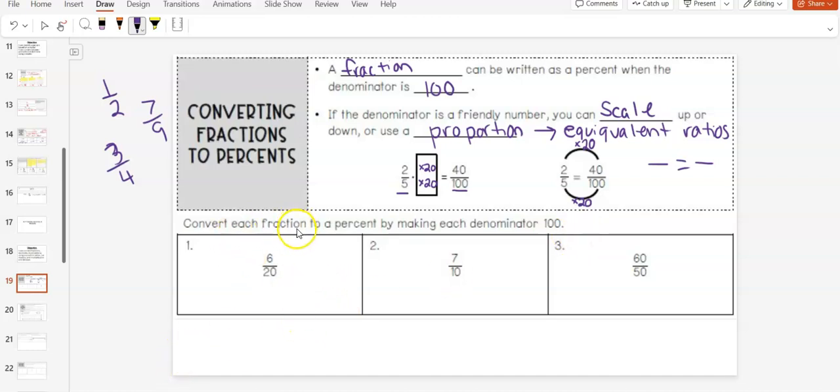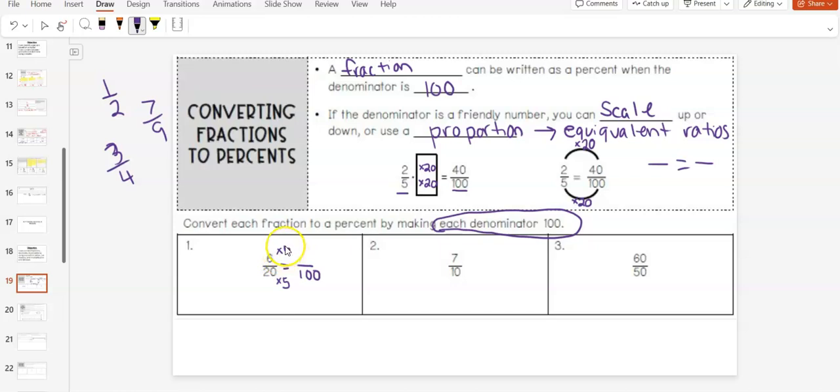So we're going to practice. We're going to convert each fraction to a percent by making each denominator 100. This is one method to convert fractions to percents. We are going to learn a couple different methods today. So I am going to set up my proportion: 6/20 equals what over 100? Then I'm going to scale it up or down by multiplying by a number that will turn 20 into 100. 20 times 5 is 100.